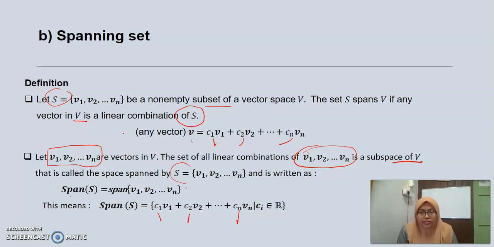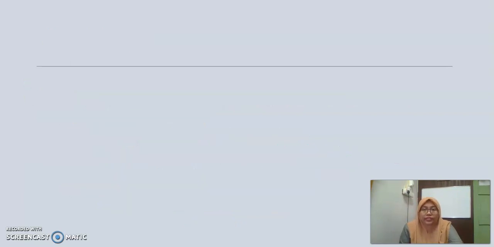So based on the first definition here, this V can be any vector in the vector space. So we can write that vector as a linear combination of the vectors in set S. This vector V can be in the form of a polynomial and also can be in the form of a matrix.